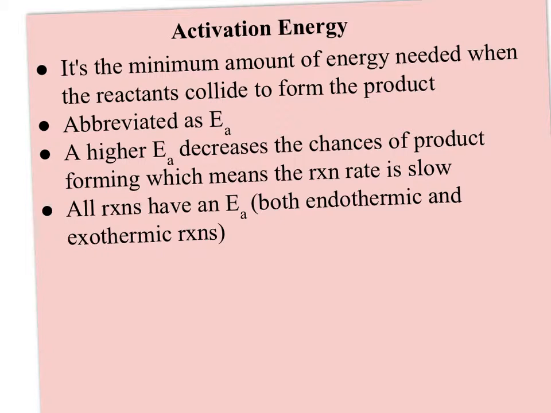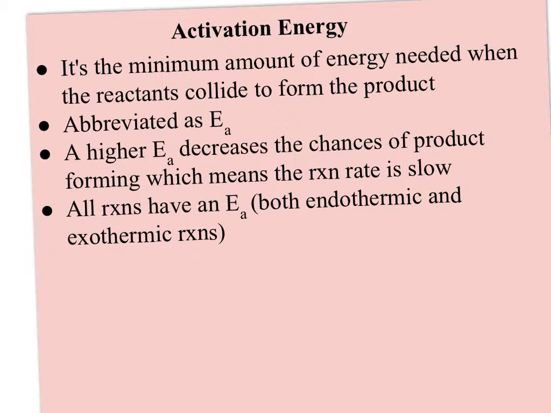And before we discuss the last two factors, we need to talk a little more in depth about this idea of activation energy. Remember, it's the minimum amount of energy needed when the reactants collide to form the product. It's abbreviated as E sub A. And so a higher activation energy is going to decrease the chances of product forming, which means the reaction rate will be slower. And then the converse, a lower activation energy will increase the chances of product forming.